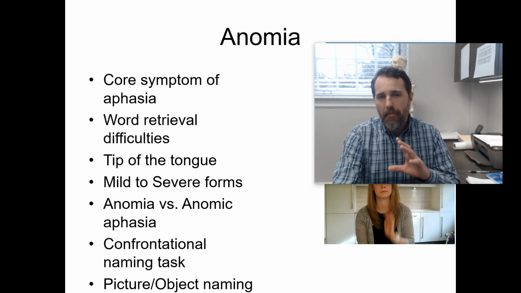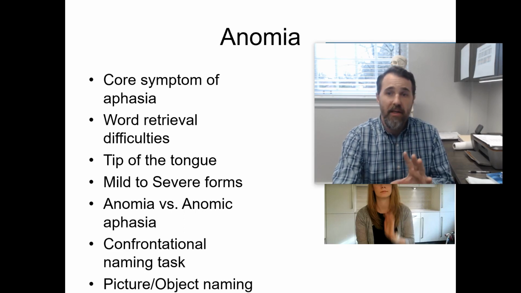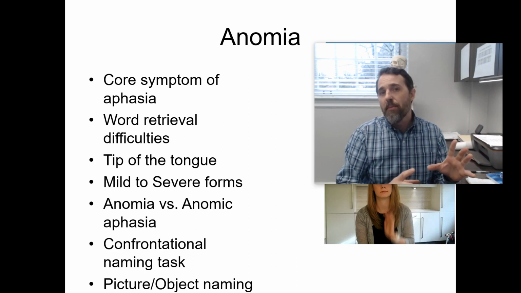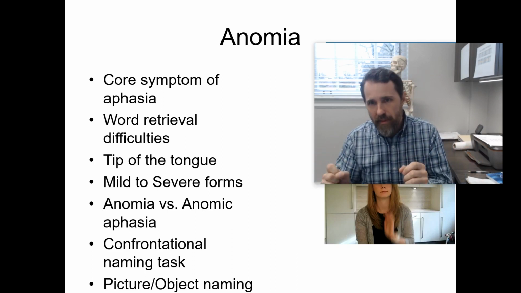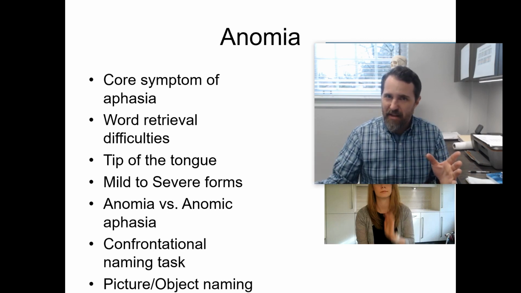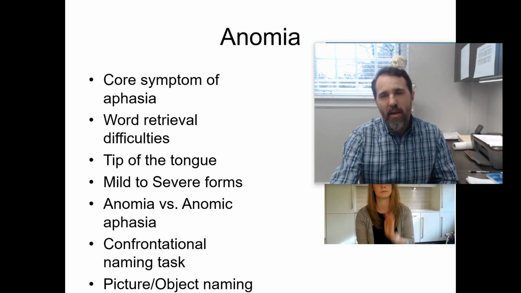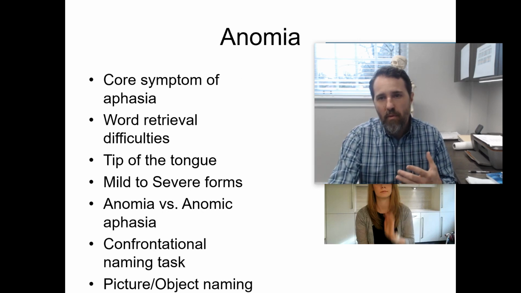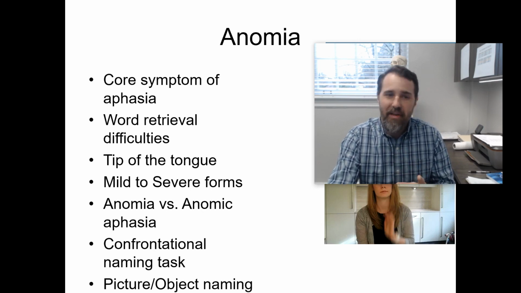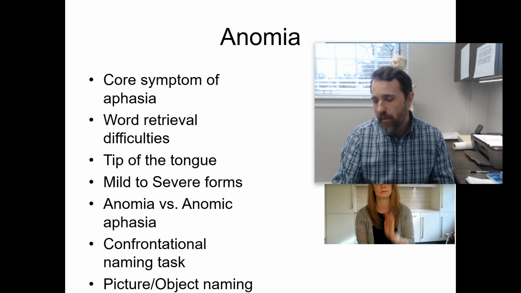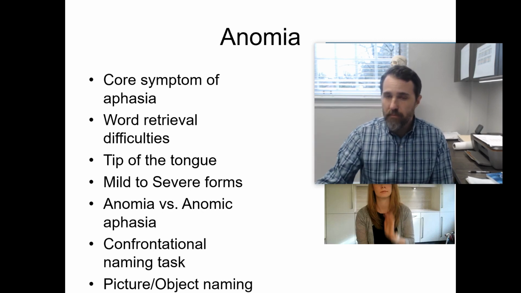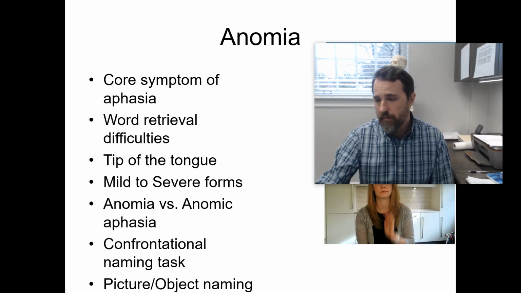There is a mild form of aphasia that is referred to as anomic aphasia. Anomic aphasia is different from the more general term anomia, which is displayed, like I said, by every person that has aphasia. And we usually test for the presence of anomia by simply giving a confrontational naming task, which is something as simple as, what's this? What's this? Right?